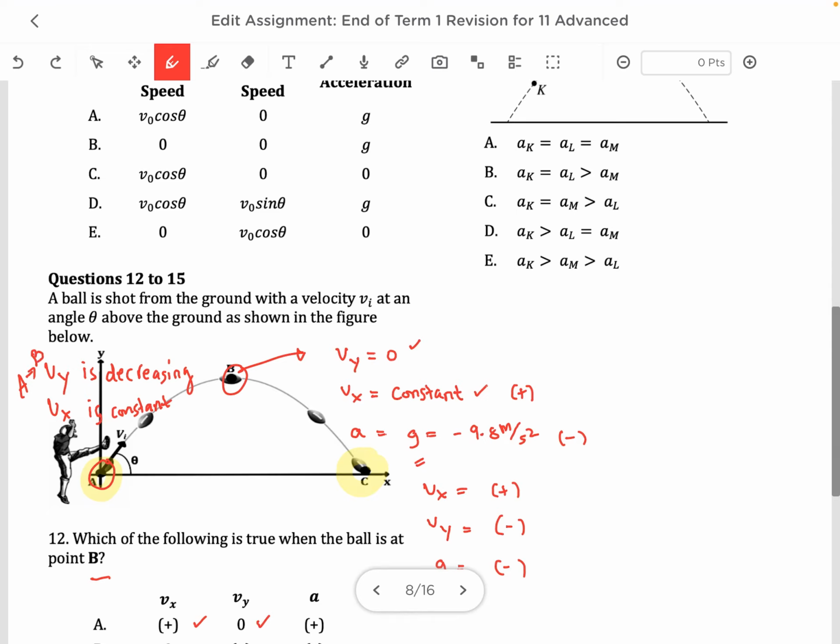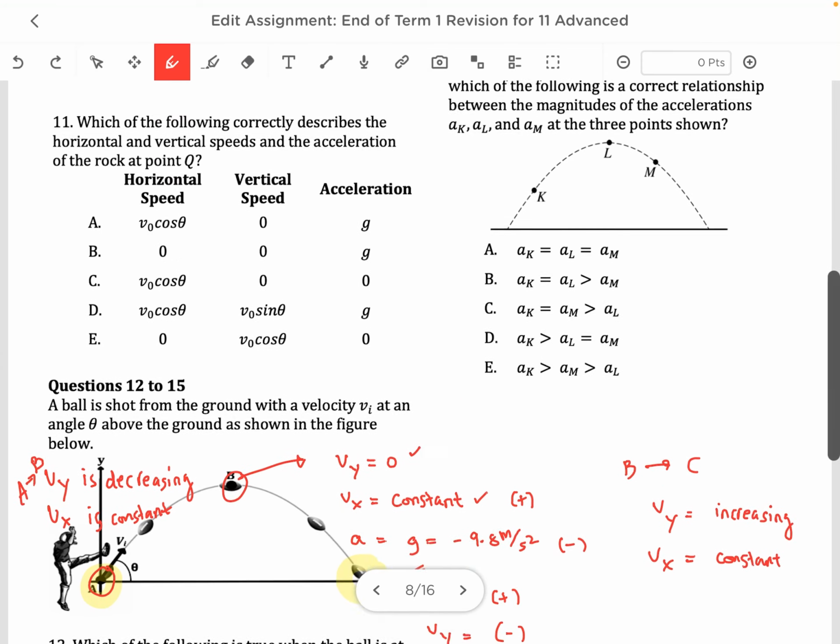On the other hand, from B to C, the vertical velocity is now increasing negatively because the object is actually going faster and faster and it's directed downward, so therefore we have a negative sign. So this is actually increasing as the object goes from B to C. And once again, our Vx is still going to be constant.